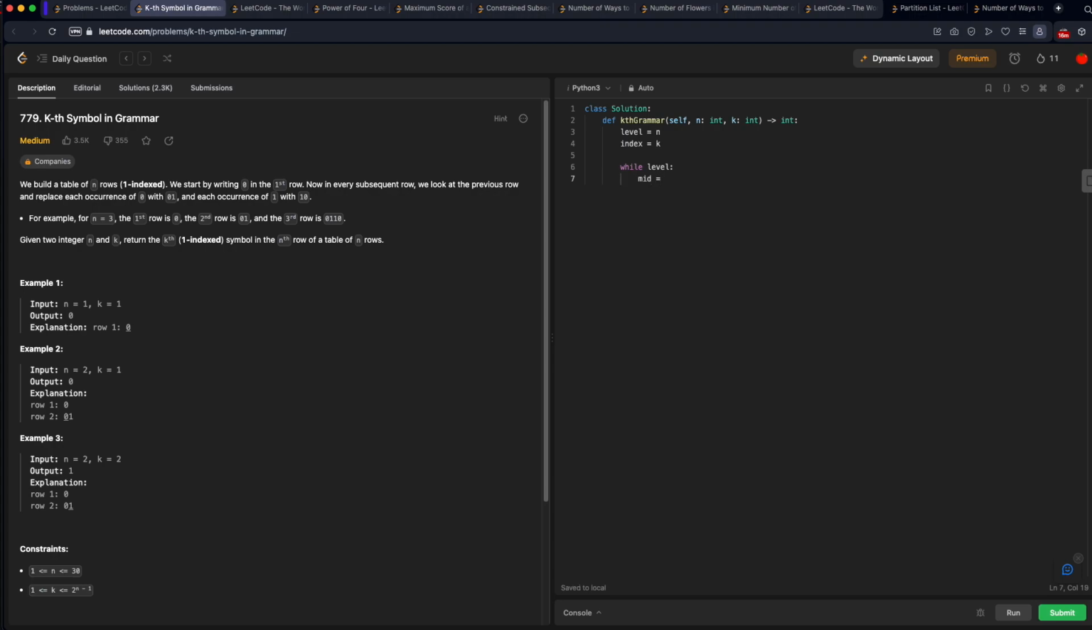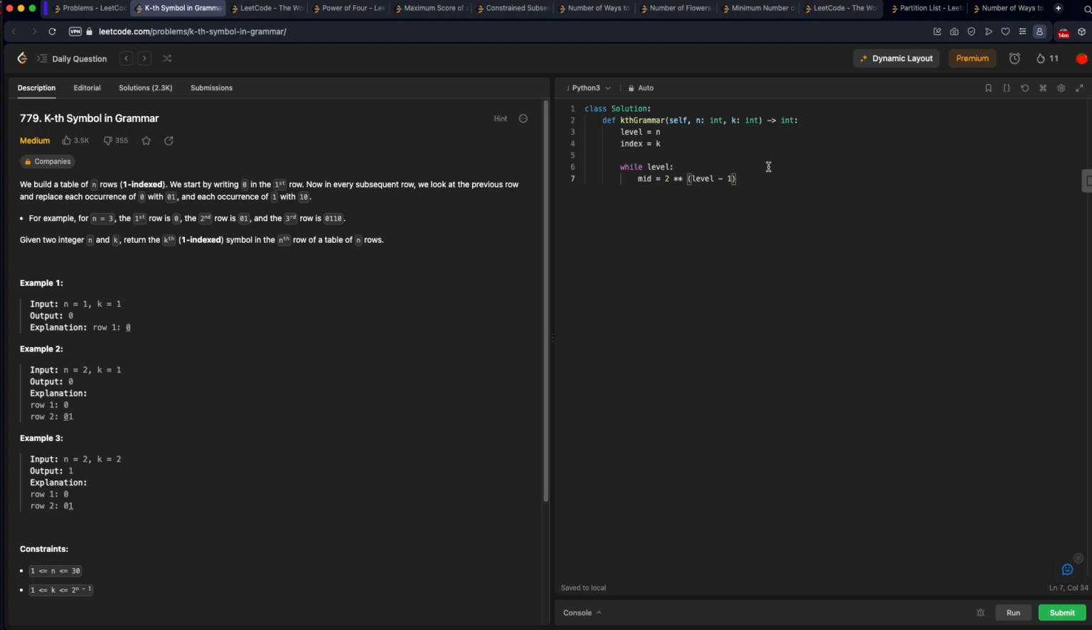So the midpoint of this level is going to be 2 to the level minus 1. In this case, they're telling us we have a 1-based system, so level 1 is going to be our very first node. I'm actually treating this more like a 0-based system while we have some level. So in the end, we're going to get down to level 0.